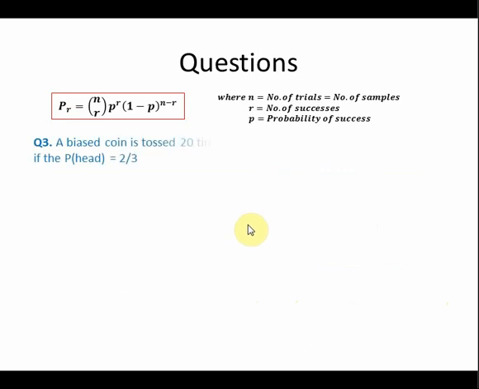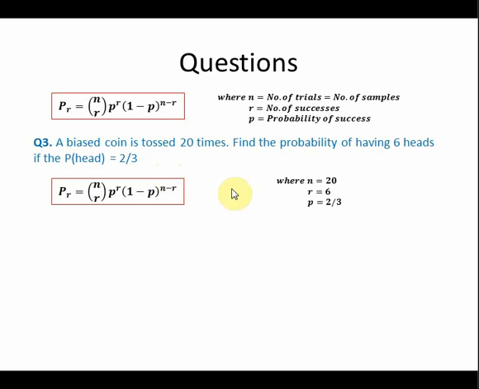Let's look at another question. A biased coin is tossed 20 times. Find the probability of having 6 heads if the probability of head is 2/3. So again, using our formula, n is 20, r is 6 because we have 6 heads here, and p is 2/3 in this case because this is a biased coin. Plugging the values into the formula, the answer is 0.000711.